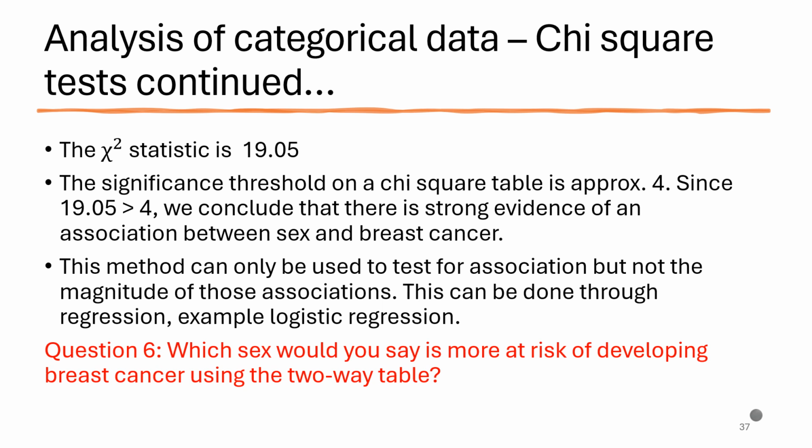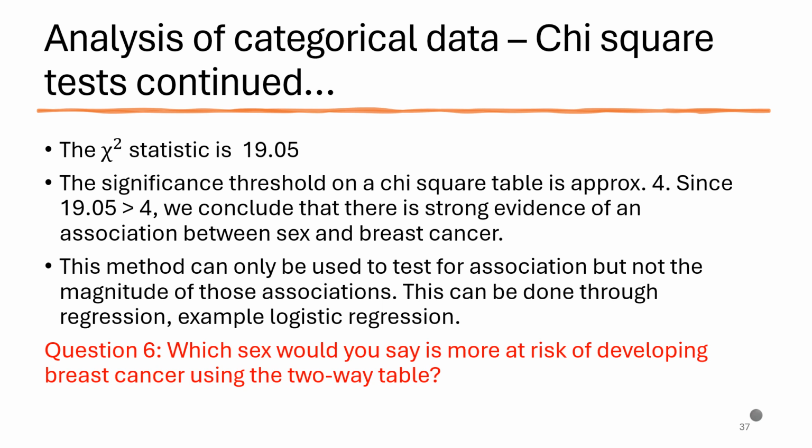It is essentially 1.96 times 1.96, because the chi-square is actually a combination of two standard normal distributions. You multiply them together, that's what gives you a chi-square, right? So that 1.96, which was the significance threshold at the 5% level, you multiply it with itself, you get about 3.8. That's the significance cutoff. And what you notice in this case is that 19.05 is way higher than 4 or 3.8. So we conclude that there is strong evidence of an association between sex and breast cancer, right?